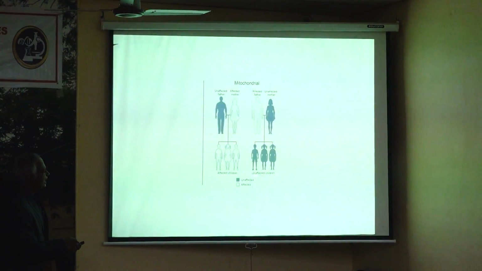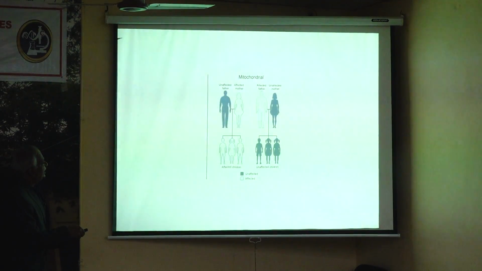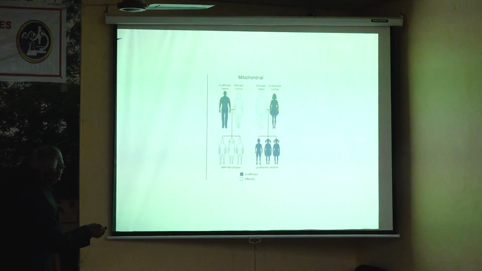All these children are having the problem. But okay, see here. This is affected and unaffected. So all are affected, and the father is not affected. That's why they are unaffected. It means whatever mitochondria we have, we got it from the mother.